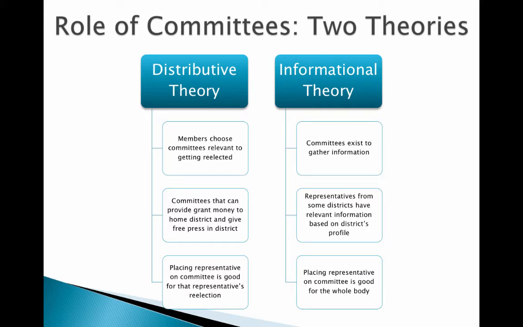One is the distributive theory. The idea that you want to choose committees for your members, or have members choose committees for themselves, that are relevant to getting reelected. This might mean that those committees can provide grant money to a certain area. So if you live in a high-tech area, maybe you'll want to be on a technology-related committee so that when a grant goes out, you can claim credit for having gotten a grant for your area.